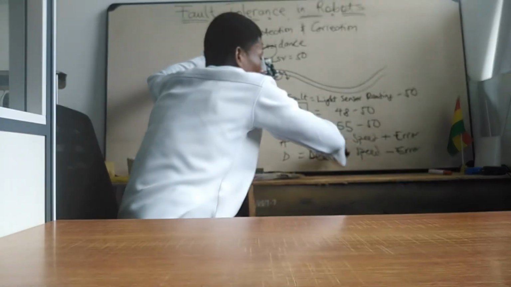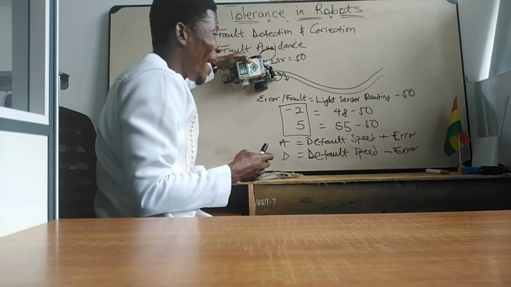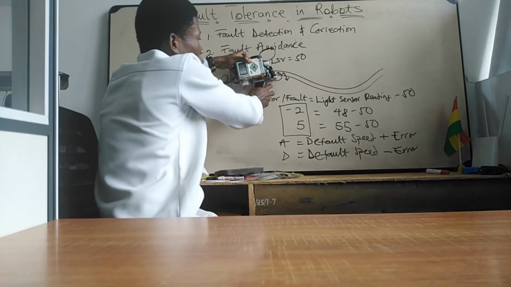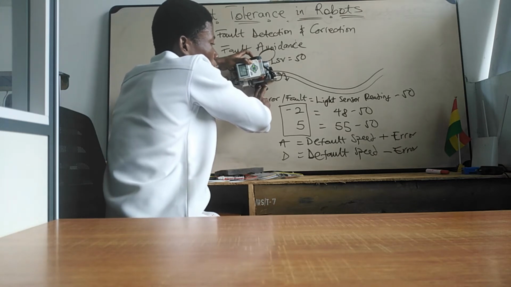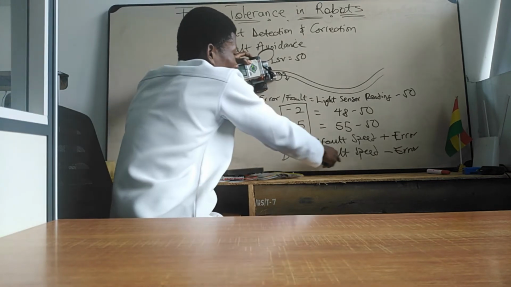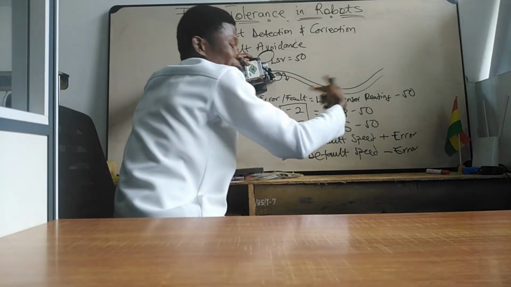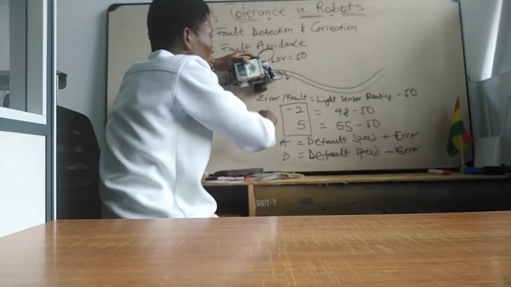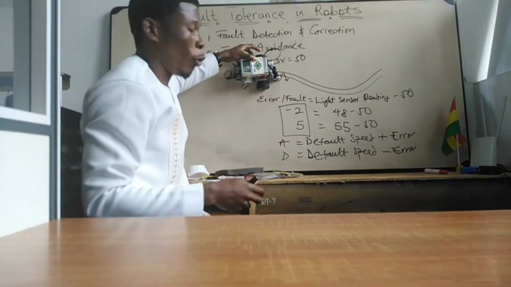-2 goes here. So if I add -2 to motor A, it's going to reduce the speed of motor A by 2. This is the wheel connected to motor A, so it's going to slow down by 2, whilst a negative error subtracted from the speed of motor D will increase that speed. So motor A will slow down and motor D will speed up, bringing the robot back on track.